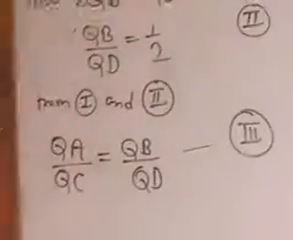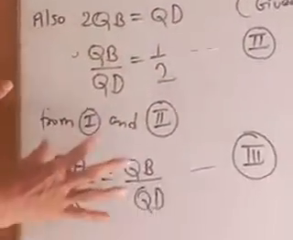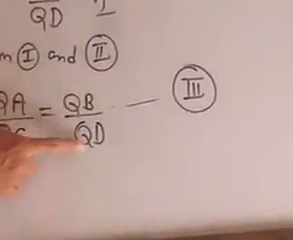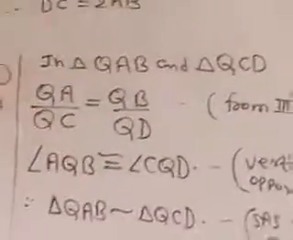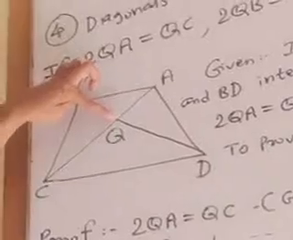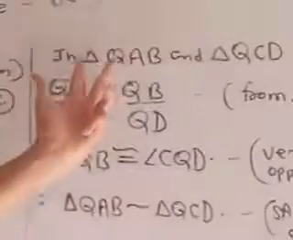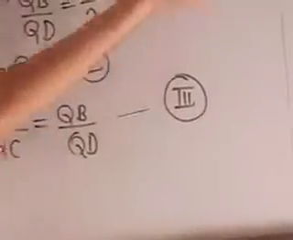From 1 and 2, these two ratios are equal to 1/2, so they are equal to each other. So from 1 and 2, QA upon QC equals QB upon QD. Equation 3. Then take these two triangles: triangle QAB and triangle QCD. In triangles QAB and QCD, QA upon QC equals QB upon QD.